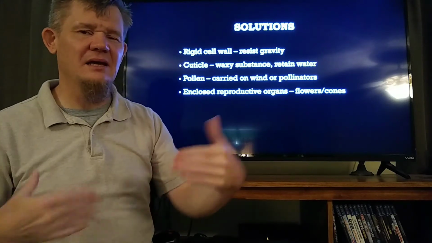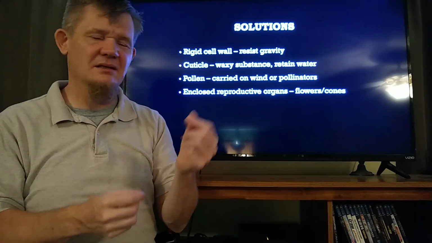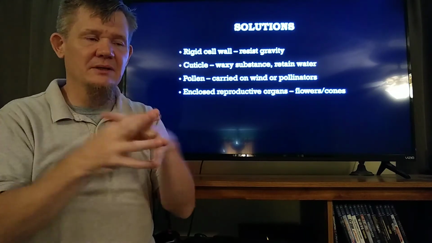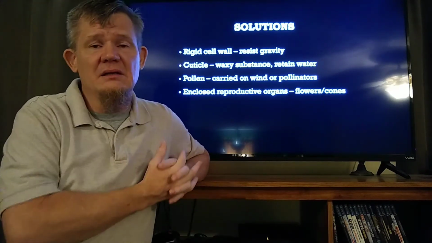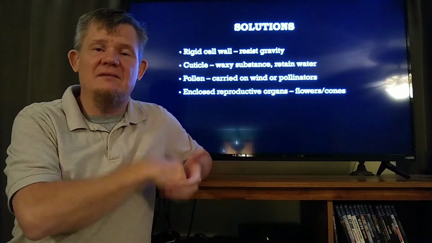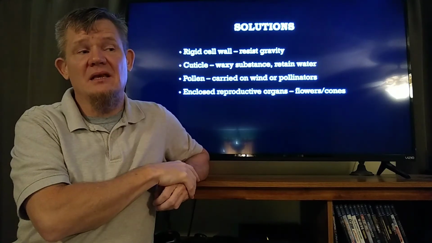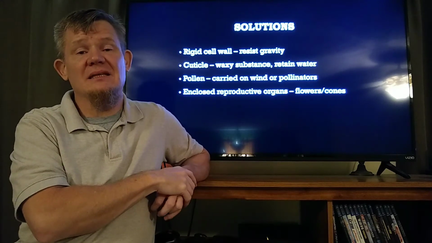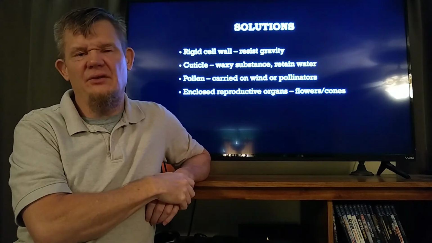Now, it doesn't have a tail on it like sperm does. It's basically just a little clump of DNA with a little wrapper around it. And because it's just a packet of DNA with a wrapper around it, it's very light and very small. It can be transported very easily by the wind and other things.